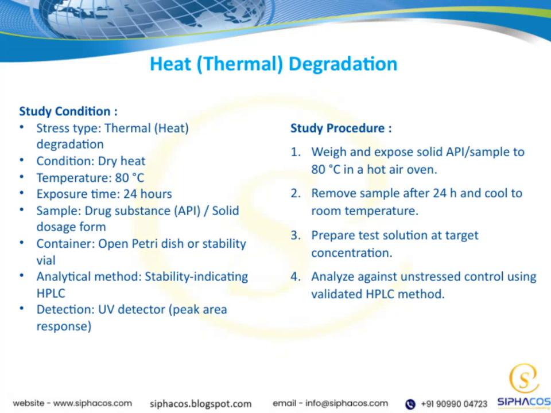Let's walk through the study procedure. First, we weigh the solid active pharmaceutical ingredient, or API, and expose it to 80 degrees Celsius in a hot air oven. After 24 hours, we remove the sample and allow it to cool down to room temperature. Next, we prepare a test solution at the targeted concentration to simulate real-world conditions. We then analyze this solution against an unstressed control using a validated HPLC method, which helps us measure any degradation.